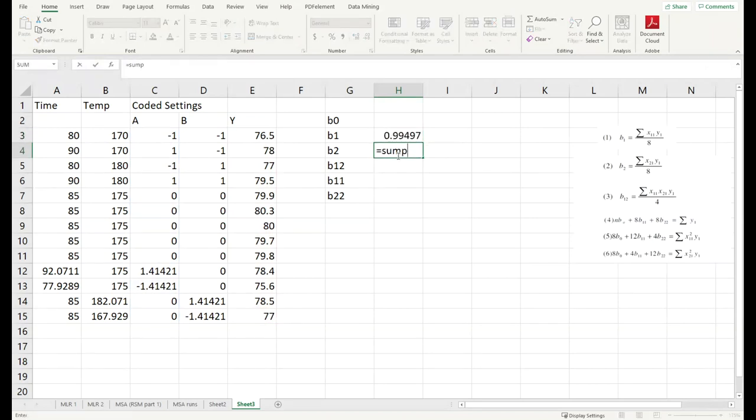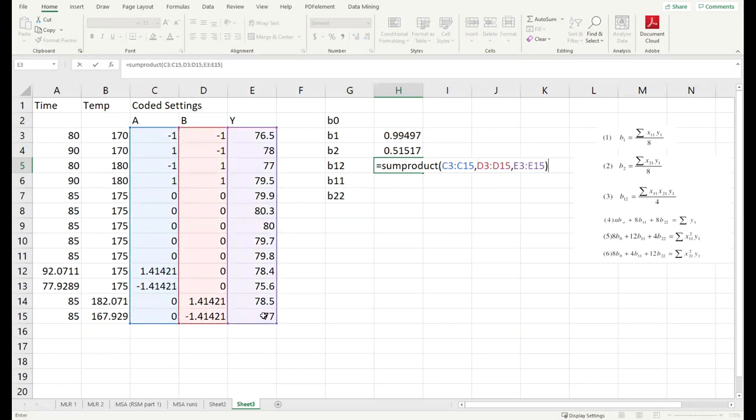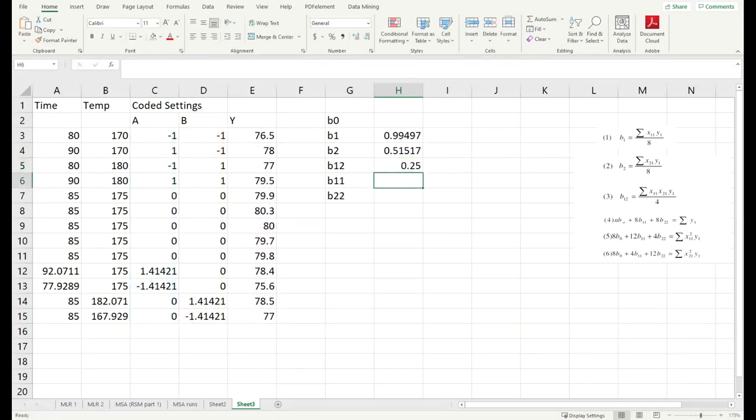B2 natin is some product of array 2, which is this one. This is the X2, coded setting for X2, multiplied by itong y. Okay. So you have 4.1. Ah, divided by 8 pa. Sorry. Divided by 8. So that's 0.5157. Thus B12 is equal to sum product ng x1, x2, and y. Okay. Divided by 4 naman nito. Okay. Let me check if I have the same. Okay. Same lang na ng constants.